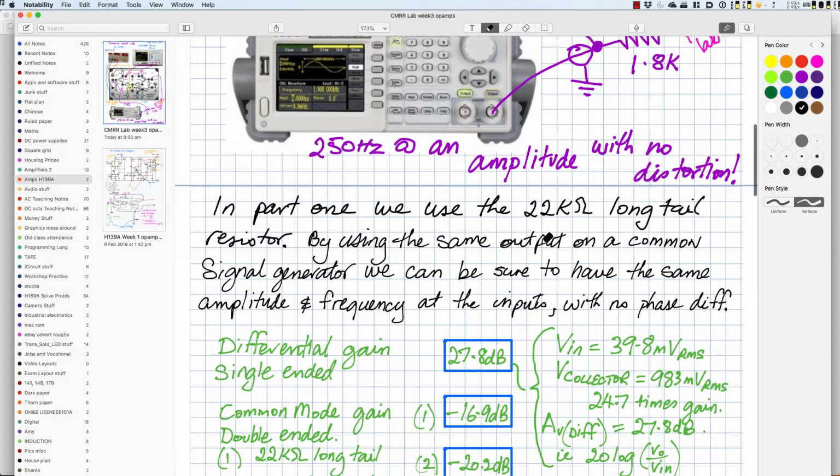By using the same output on a common mode signal generator, we can be sure to have the same amplitude and frequency at the inputs with no phase difference. And that's very important. In the very last slide here, I'll discuss that phase difference and the tiny voltage amplitude difference that would really screw this common mode rejection ratio up.